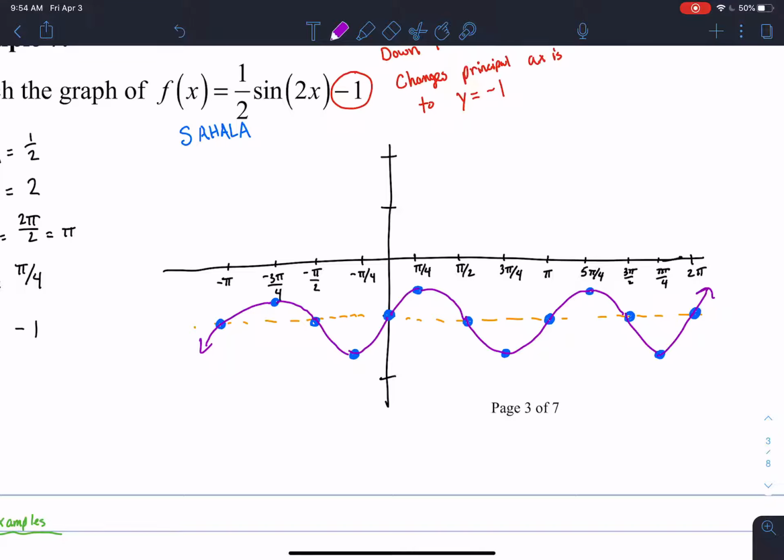Now because of the shift down 1, our range has changed. Now it's going from -3/2 to -1/2. So again, just a suggestion, it might be a good idea to redraw that principal axis with a dotted line.